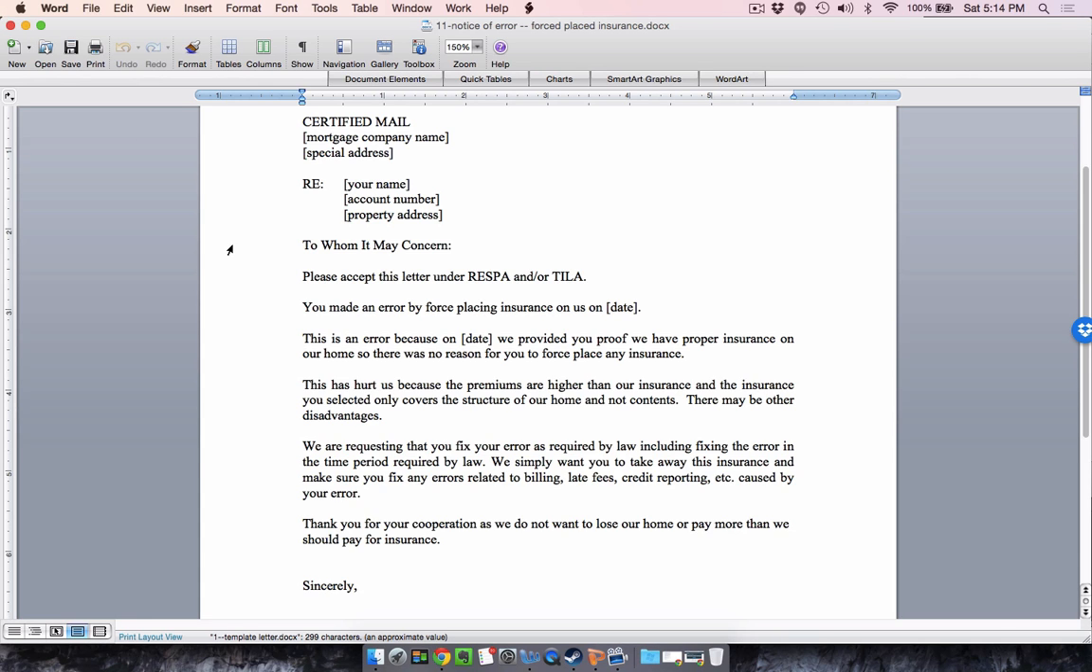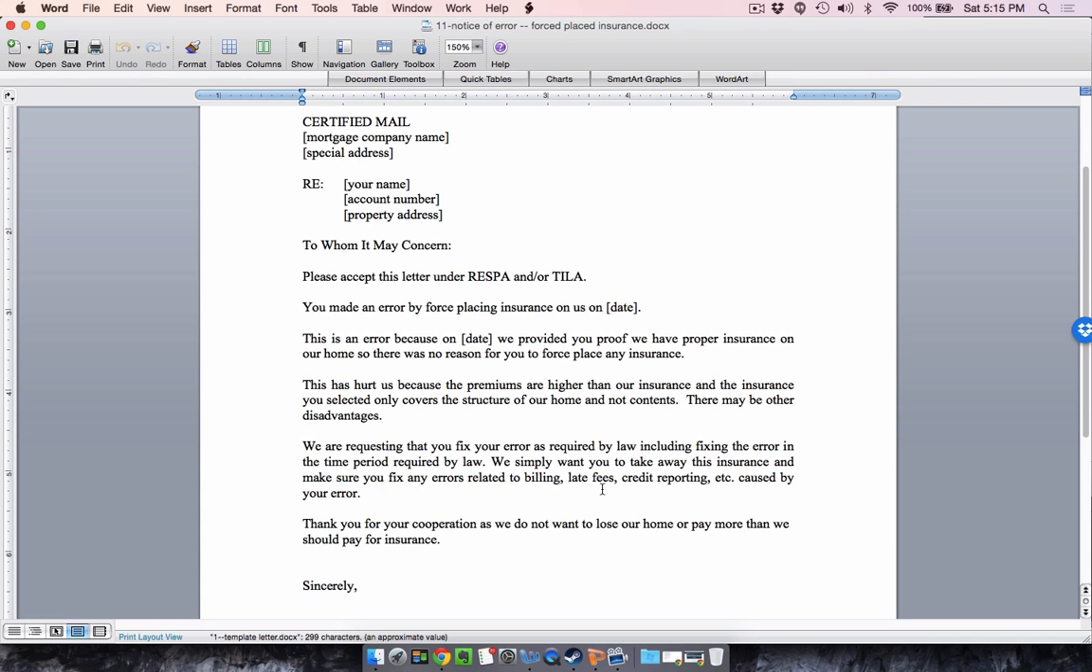So here's one, forced place insurance. You made an error by forced placing insurance on blank date. This is an error because on such and such date we provided proof we had insurance, no reason this has hurt us, and we want you to fix it. Okay? So fix it fully, fix it in the time period, take this insurance away, make sure you fixed any errors, billing, late fees, credit reporting. We don't want to lose our home.